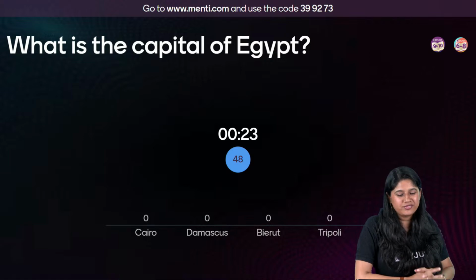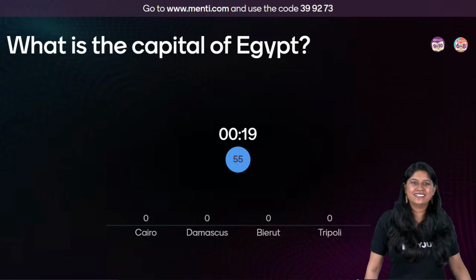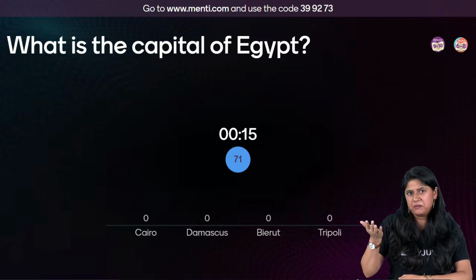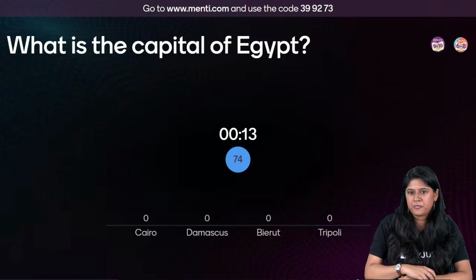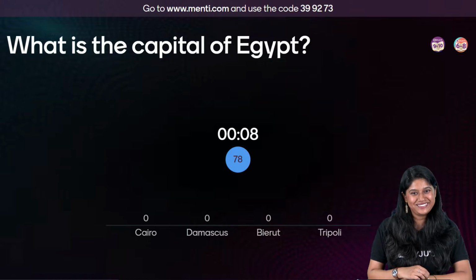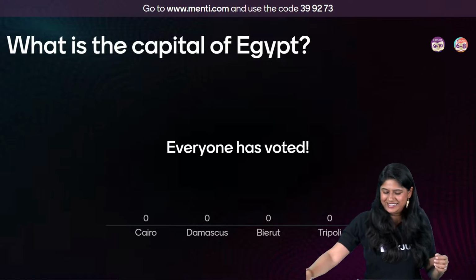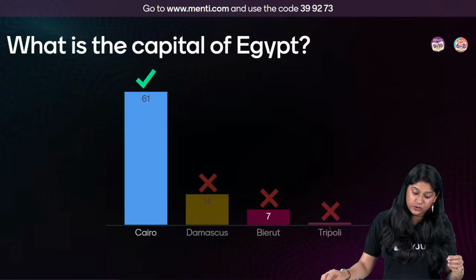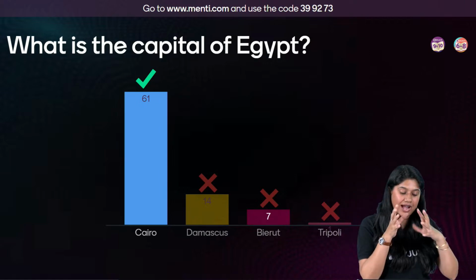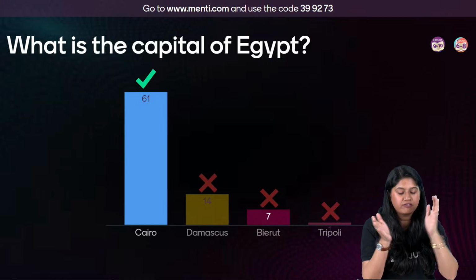Question number 2, everyone. What is the capital city of Egypt? I don't want to call out the options. Super easy, right? I'm sure you know this answer. Come on, very quick you all are. The correct answer is Cairo. Cairo city is the capital of Egypt, right? And very close to Cairo we have the Giza city, where we have the pyramids.